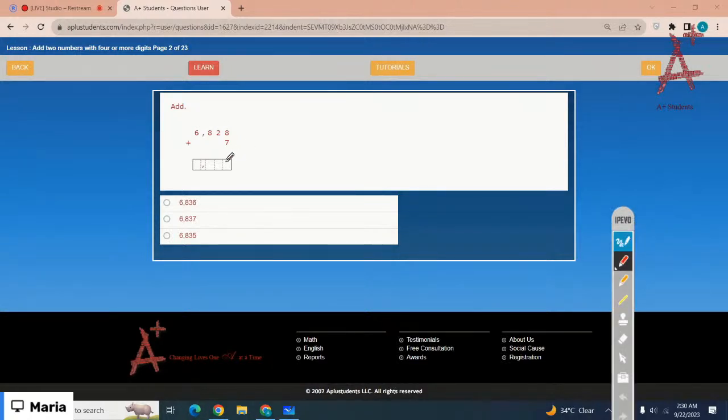8 plus 7 makes 15. 5 and 1 carry, 2 plus 1 is 3. 8 and 6, that would be 6835, right? The correct option is option number C. Very good. C3.